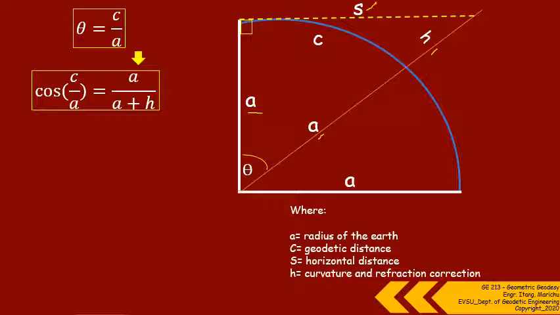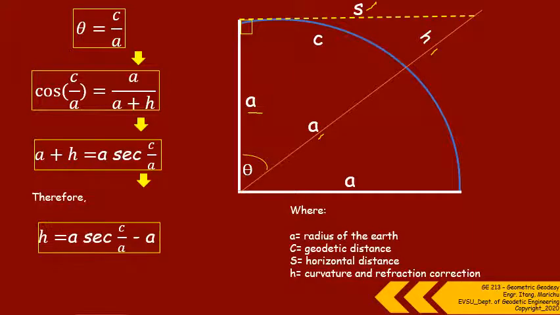Paano natin siya exemplify? So, if our aim is to get h, so yung a plus h natin, ilalagay natin siya sa left side. Tapos, yung cosine c over a, ilalagay natin siya sa ibaba ni a. So, yung cosine, pabaliktad, magiging secant na siya. So, a plus h is equals to a secant c over a. So, to simplify, yung h natin is equals to a secant c over a minus a. So, this is now the formula in computing the value kay h.